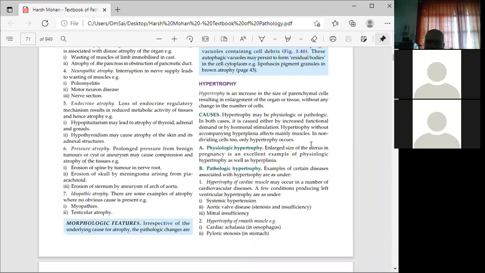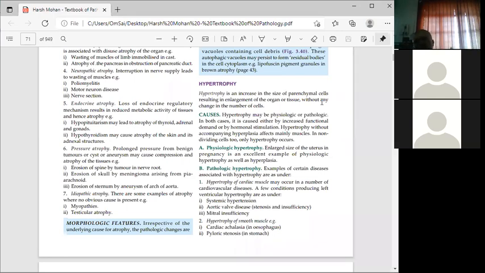What is hypertrophy, students? Tell me. Increase in the size of cell. Excellent. What is a parenchymal cell? The main cell. The functionally and structurally important cells of that particular organ are called parenchymal cells.